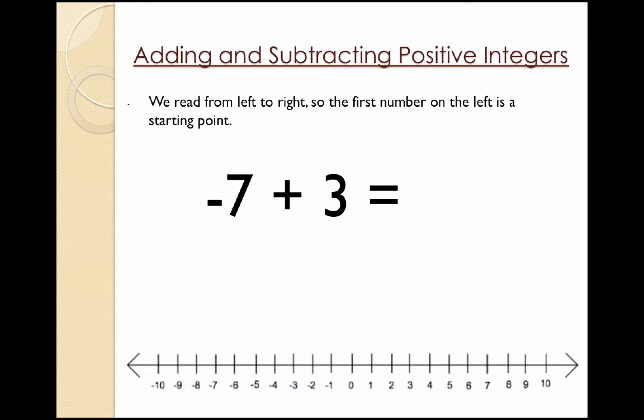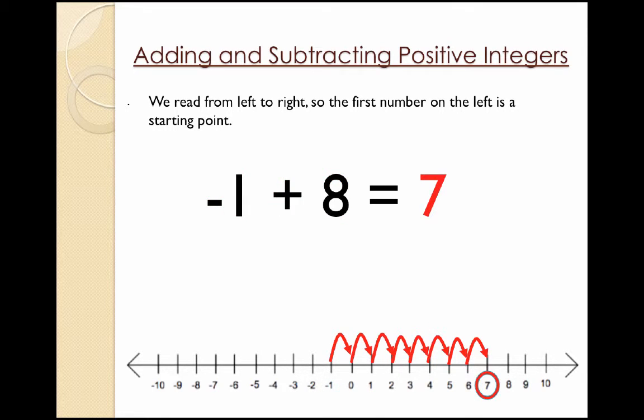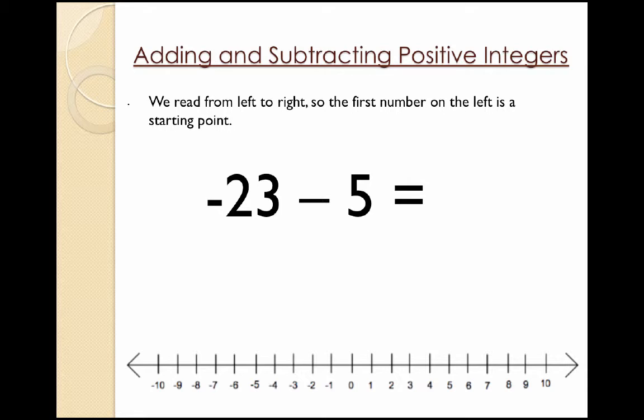What happens if it was -7 plus 3? We begin at -7 on the number line, and when adding 3 we move right 3 spots on our number line, giving us an answer of -4. This is a lot easier with a number line, but you'll be expected to be able to do this without one in the future. What about -1 plus 8? We start at -1, and when adding 8 we move to the right 8 spots, giving us an answer of +7. We don't have that positive symbol in front of the 7. Any number that is just by itself we assume is positive.